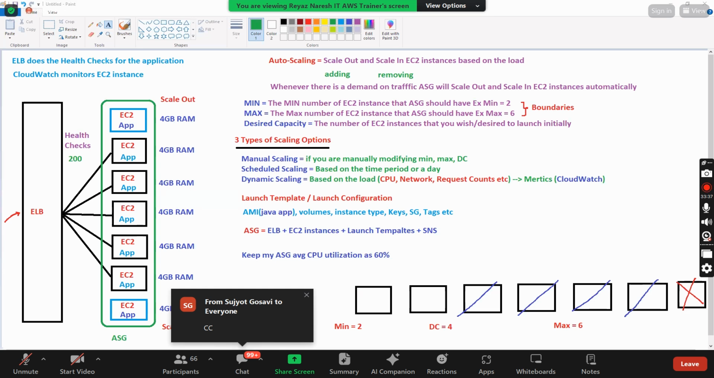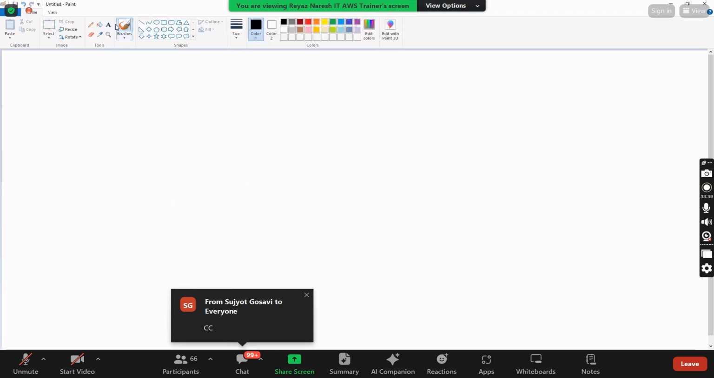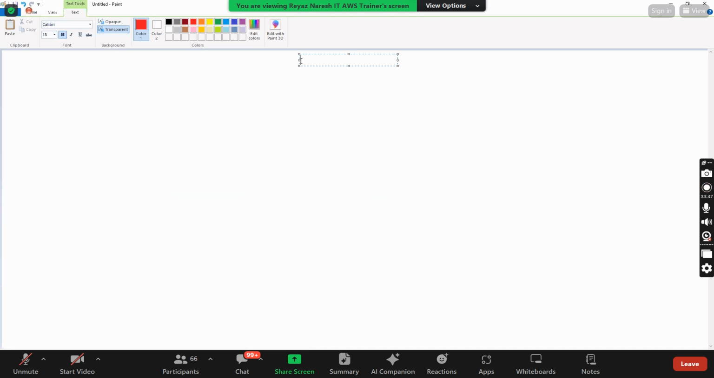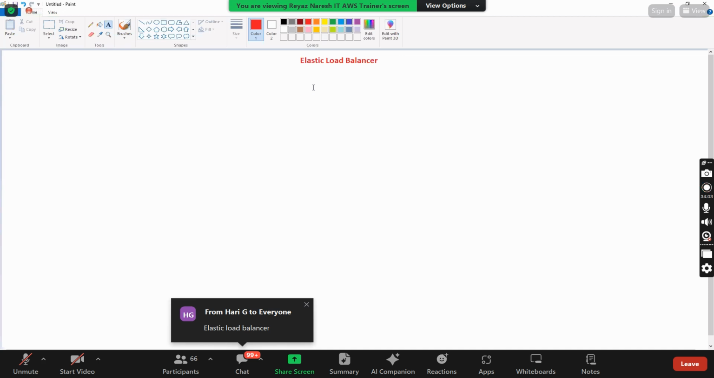So let's move to the next important topic. Very important topic. Any questions on previous auto scaling? All clear, no? Okay. So now let's talk about an important topic, which is called elastic load balancer. We have been talking about the elastic load balancer for many days. Since the start, we learned about ELB. So today, let us go a little bit deeper into the load balancer.